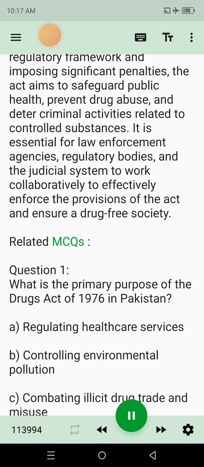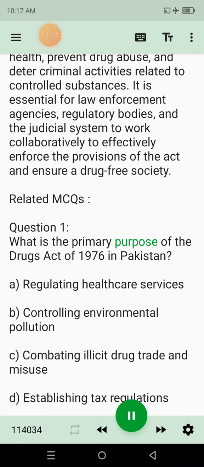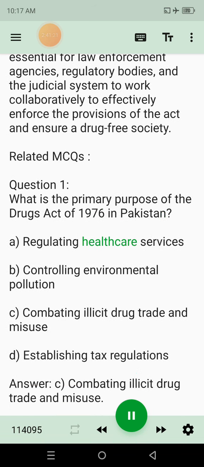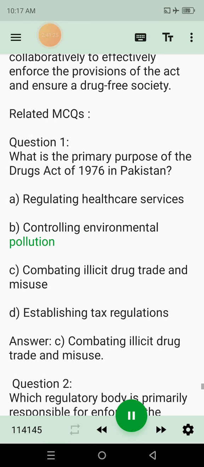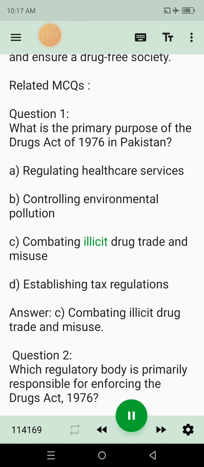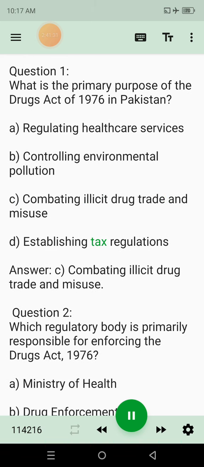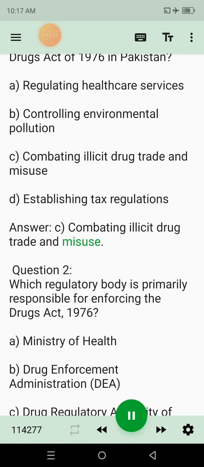Related MCQs. Question 1. What is the primary purpose of the Drugs Act of 1976 in Pakistan? A. Regulating healthcare services. B. Controlling environmental pollution. C. Combating illicit drug trade and misuse. D. Establishing tax regulations. Answer. C. Combating illicit drug trade and misuse.